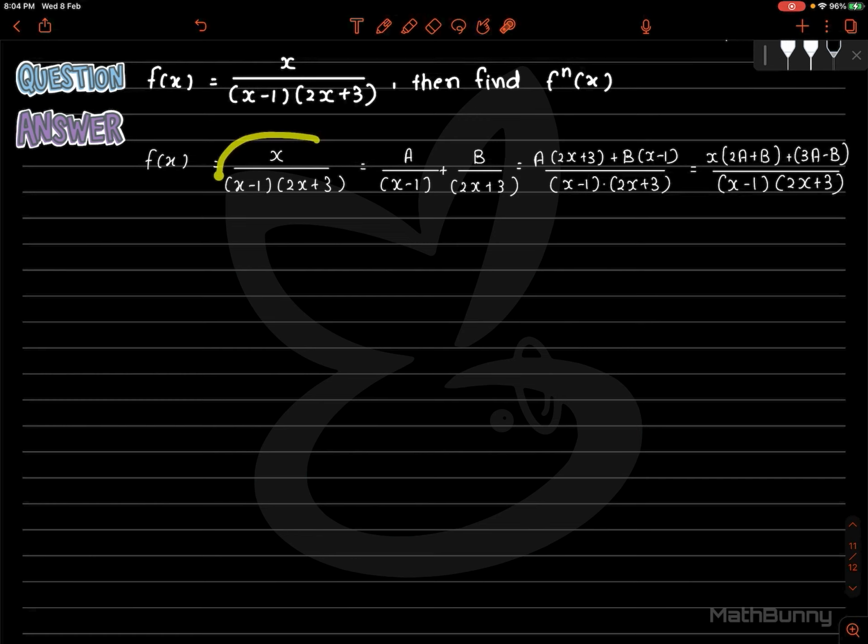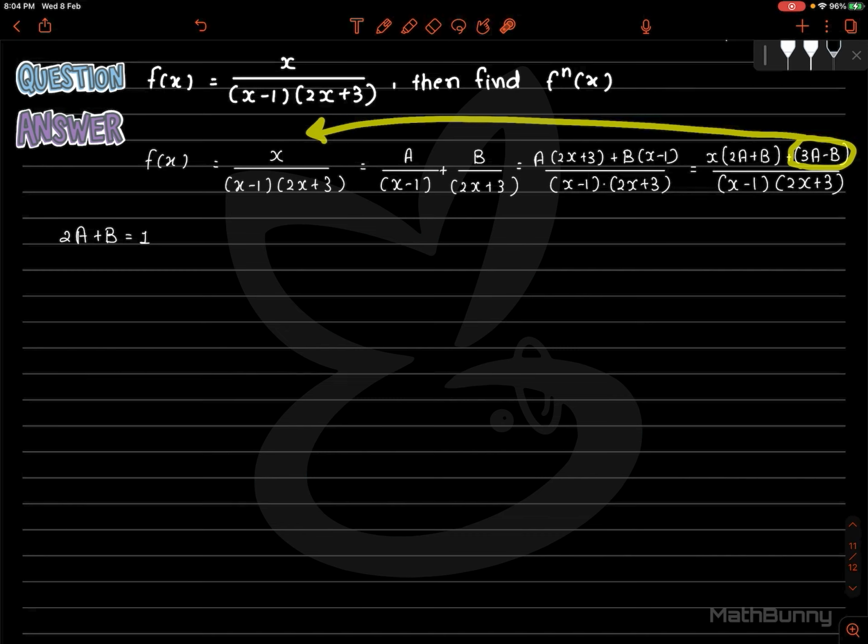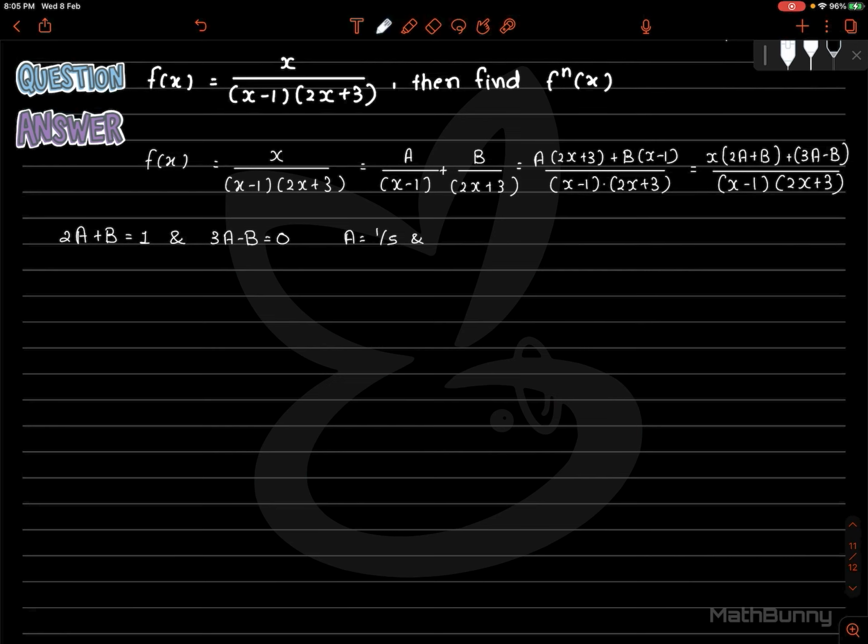You can see now both of these are equal. Here the multiplier of x is 1, so we can say 2a plus b is equal to 1. In addition, 3a minus b must be equal to 0 because there is no constant term here. Now we can solve these two equations and we would get a is equal to 1 upon 5 and b is equal to 3 upon 5. Let us put these both values in this and we get the partial fractions.